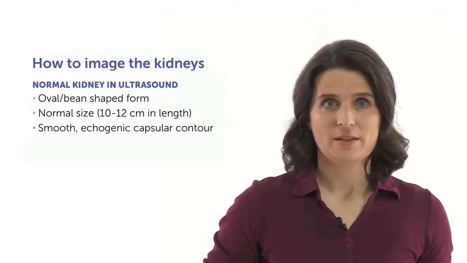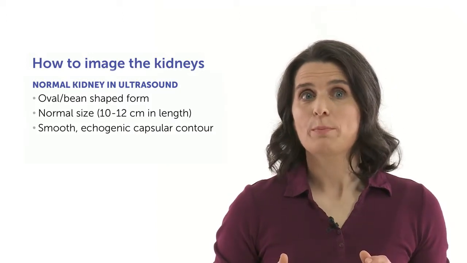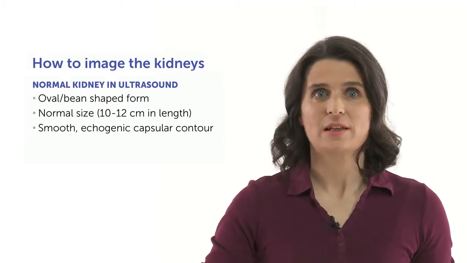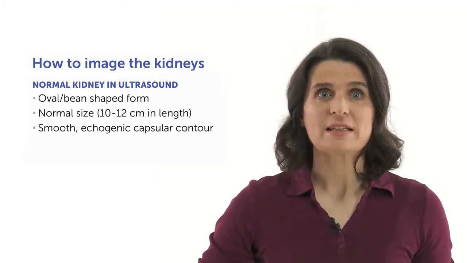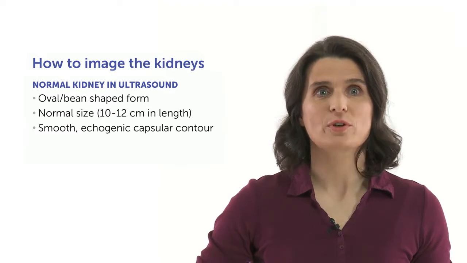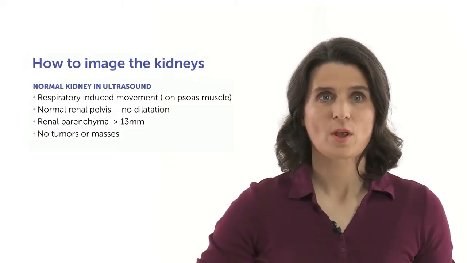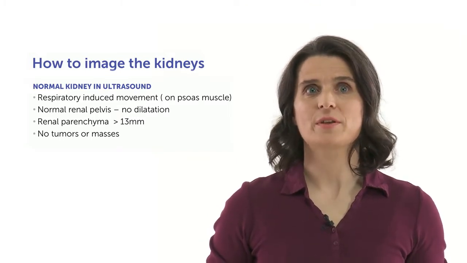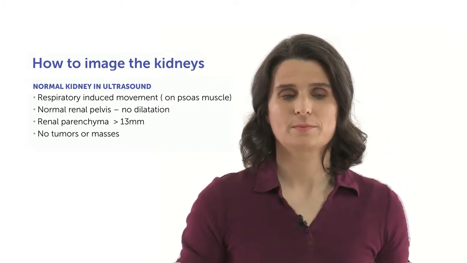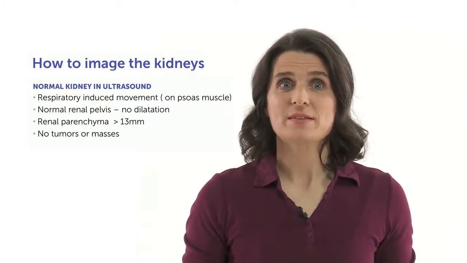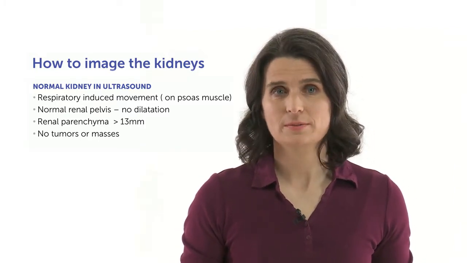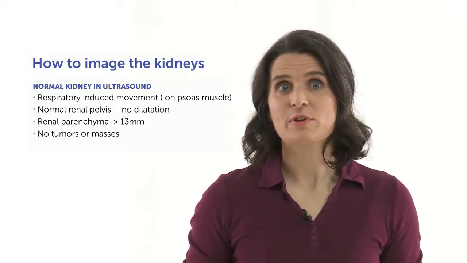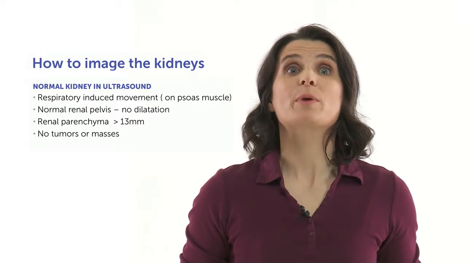A normal kidney has an oval or more bean-shaped form and has a diameter of 10 to 12 centimeters in length. The capsule is clearly visible and has a smooth contour. Both kidneys slide up and down on the psoas muscle when the patient is breathing. This is a normal finding. A lack of displaceability in comparison with the psoas muscle can be a hint for a paranephritic abscess or infiltration of the kidney by a retroperitoneal tumor.